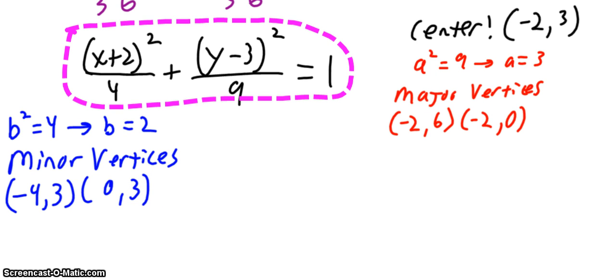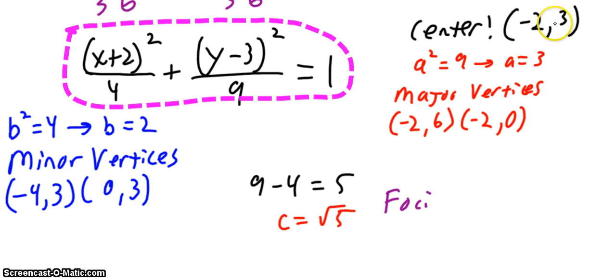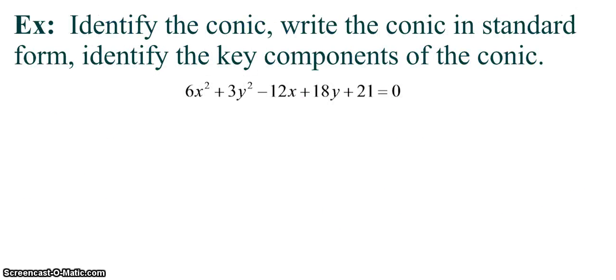Last but not least, we can find that 9 minus 4 is 5, so I know c is the square root of 5. So my foci, again, it's going to get added and subtracted to the y value of the center, are going to be negative 2, 3 plus or minus the square root of 5. Boom. Alright. I want you to try this on your own.